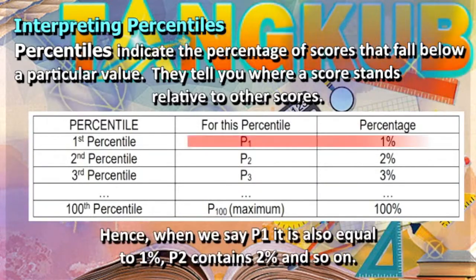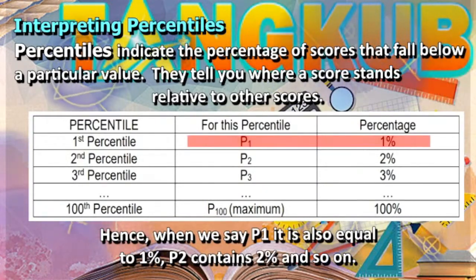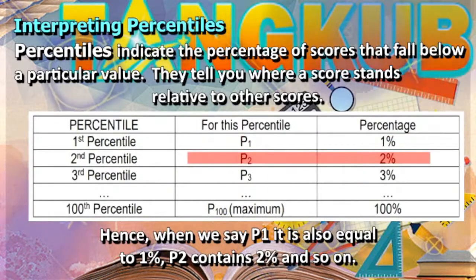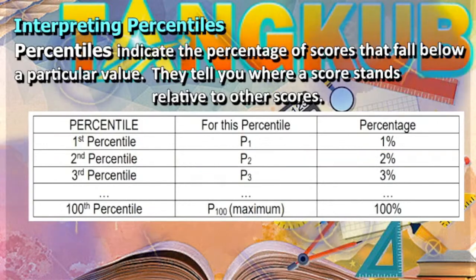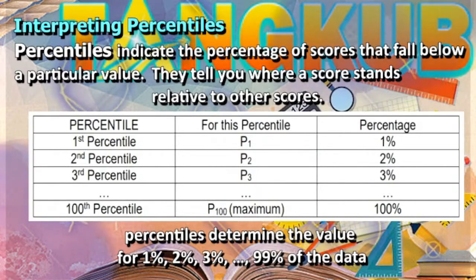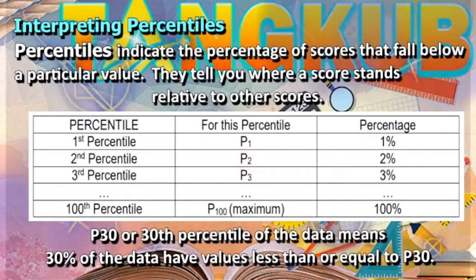Hence, when we say percentile 1, it is also equal to 1%. Percentile 2 contains 2%, and so on. In other words, percentiles determine the value for 1%, 2%, 3%, up to 99% of the data. Percentile 30, or the 30th percentile of the data, means 30% of the data have values less than or equal to percentile 30.